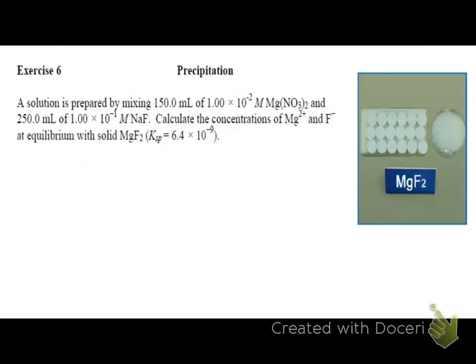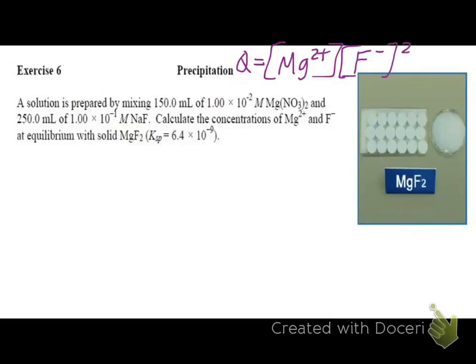All right. This time we have a solution prepared by mixing 150 milliliters of some magnesium nitrate and 250 milliliters of some sodium fluoride. Calculate the concentration of magnesium and fluoride at equilibrium with solid MgF2. So we're going to need to do Q again. So first of all, we have to determine if a precipitate forms. And this is a long problem, so settle in. This one's going to take us a while. Okay, so we know we're going to have to do Q, so let's write it up here. Q is going to be equal to Mg2+ times F minus to the second power.